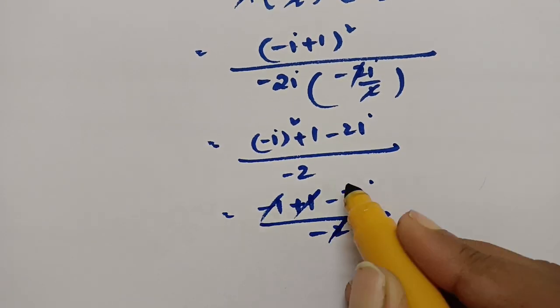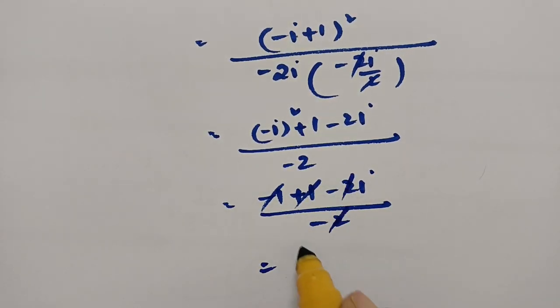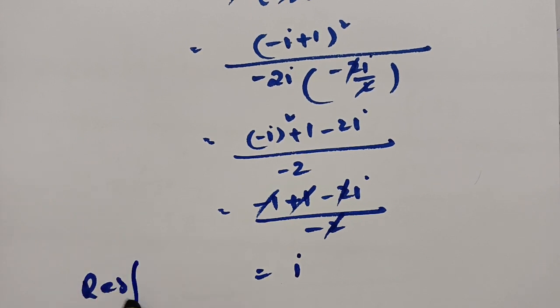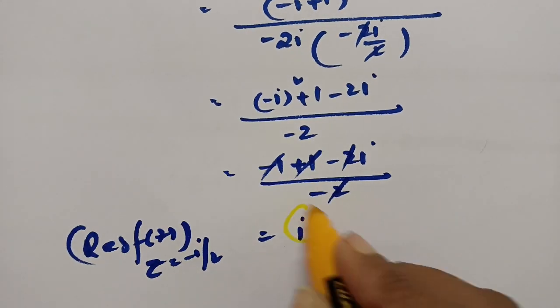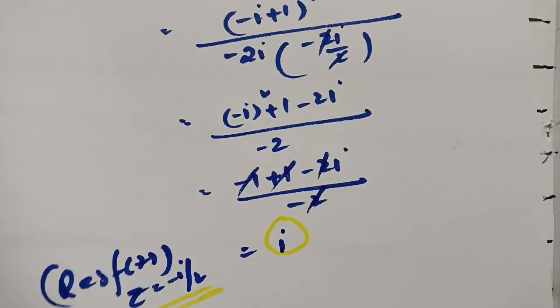And therefore if I cancel this one, so minus of minus, the residue value of f of z at point z is equal to minus i by 2 is i. The residue value is i for minus i by 2.